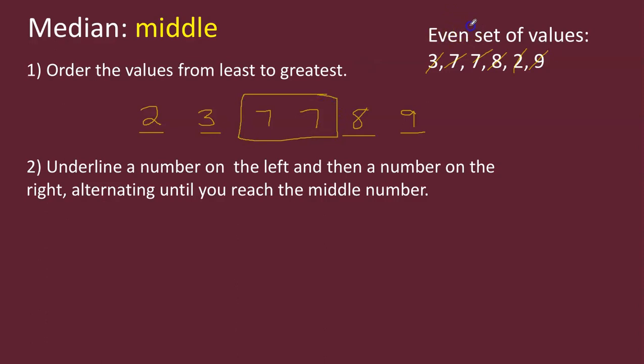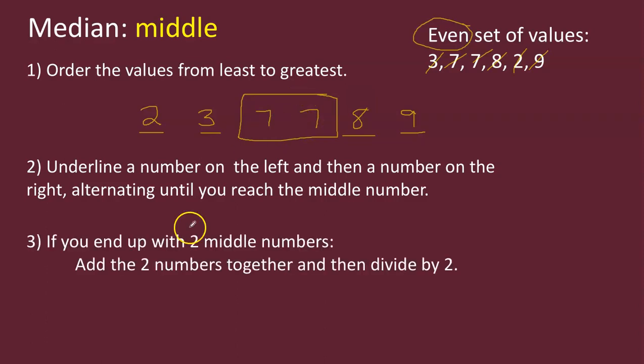The reason that this happened is because it was an even set of data. There were 1, 2, 3, 4, 5, 6 numbers. Anytime you have an even set of numbers, meaning the number ends in 2, 4, 6, 8, or 0, then you're going to have this situation where you have 2 numbers in the middle. If you end up with 2 middle numbers, add the 2 numbers together and then divide by 2. So we add the 7 and the 7 and divide by 2. 7 and 7 is 14.